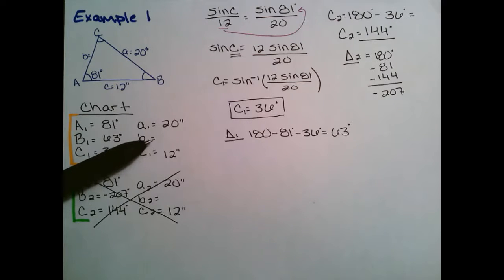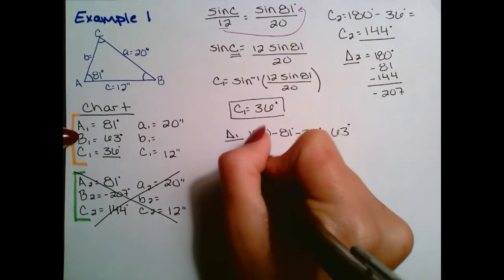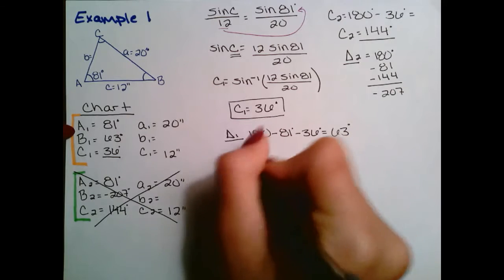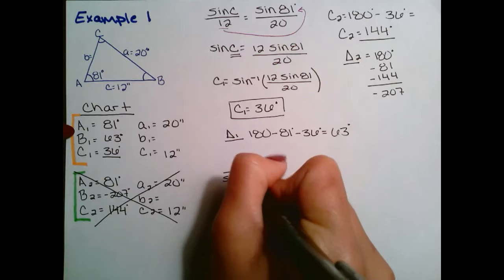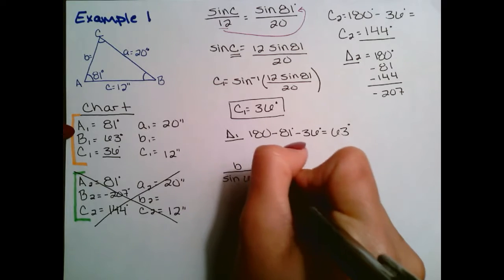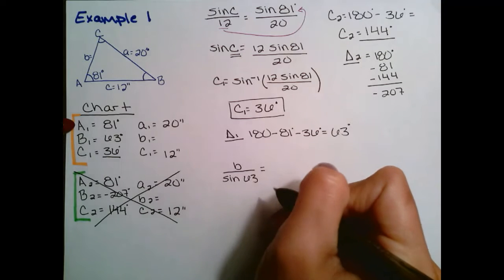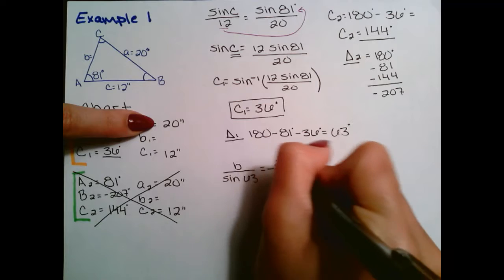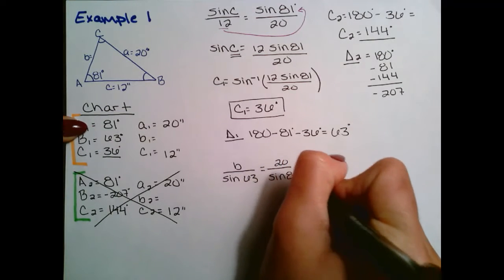Okay? So now that I've determined that triangle 2 does not work, all I have to do is finish solving for side B. Okay? So I can set up. Now I'm looking for the side first, so I'm going to put the side on the top over sine of 63 equals, I can use A or C, but I'm going to choose to use A because that's the one that was given. So I'm going to say 20 over sine of 81.